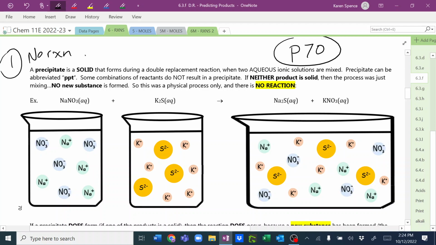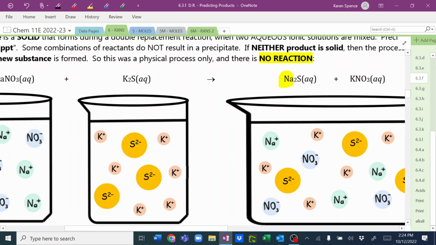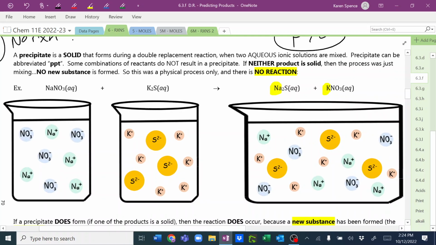If both of the products are soluble, then there's no reaction. We know that if we have sodium as one of our ions and potassium as the other of our ions, neither of the products is going to be a precipitate. If there is no precipitate, then there is no reaction.